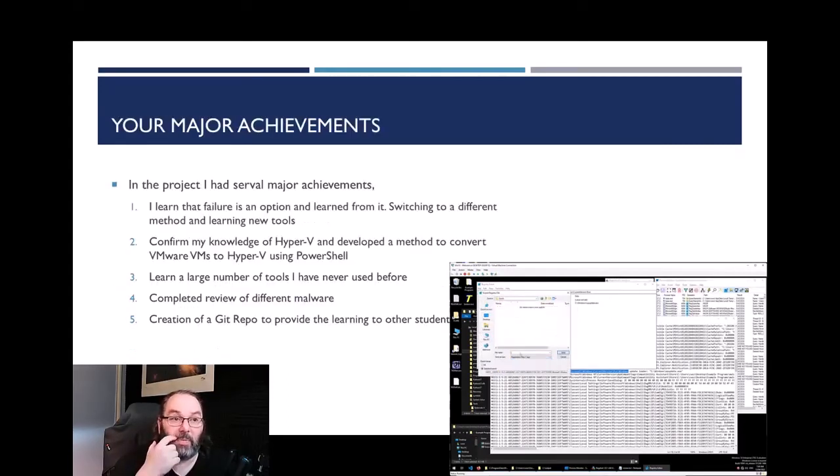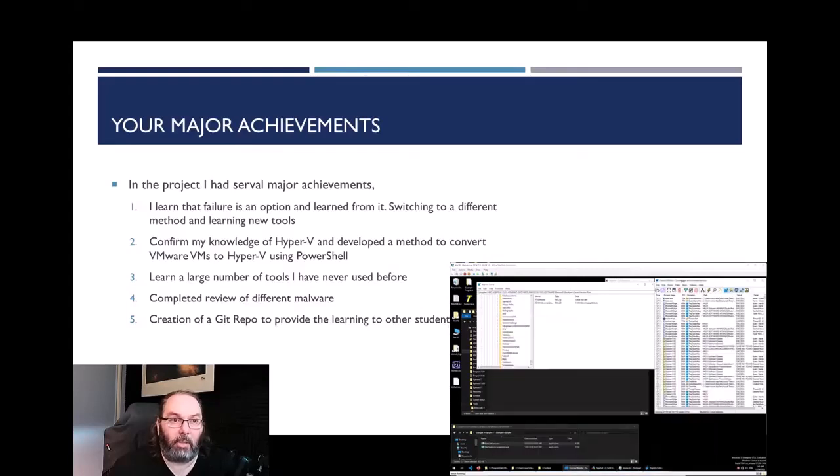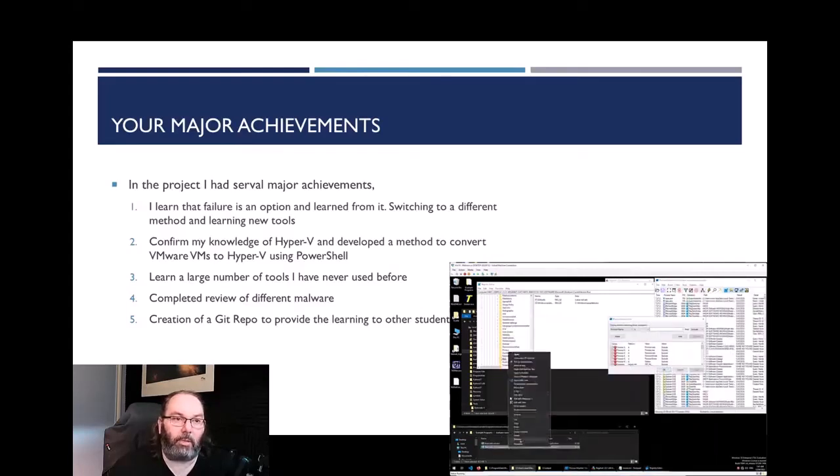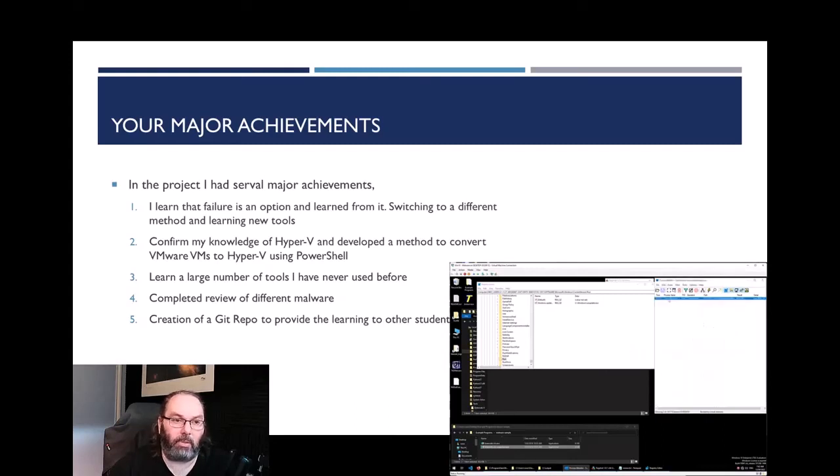So major achievements I had during it. Learned that failure is an option. Always is in engineering. It's an option that you learn from, and if you learn from it, good failure. So I was able to do that. I was able to confirm some of my knowledge in Hyper-V and some of my scripting abilities to convert images. That was really good. Another major achievement is the sheer number of tools. There was about 15 tools in all to perform the analysis.